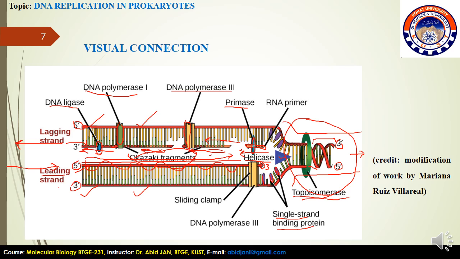The leading strand, this one, can be extended from a single primer, whereas the lagging strand needs a new primer for each of the short Okazaki fragments. The overall direction of the lagging strand will be 3' to 5', and that of the leading strand is 5' to 3'.